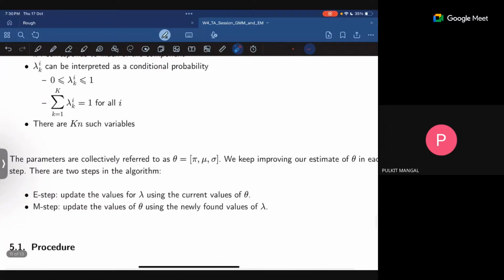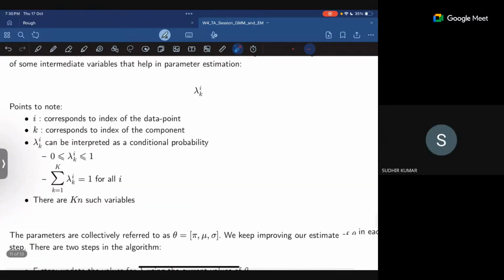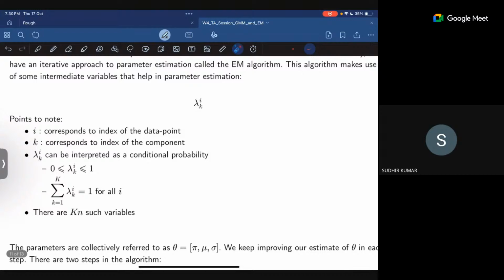Sir, which probability is this lambda giving? It is a conditional probability: given that you have seen the data point xi, what is the probability that it is coming from cluster k? So it is denoting the probability of z given x.